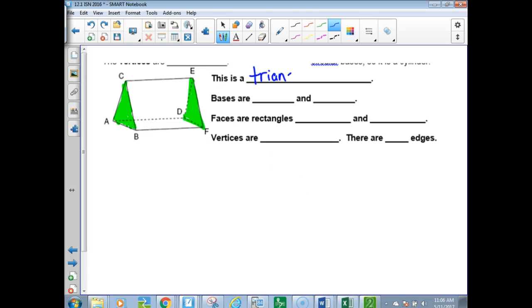It is a triangular prism. It is a prism because it has two bases. Now, these are your bases. The bases are the triangles. Triangle ABC is one of the bases, and triangle DFE is the other base. Okay, why is this a triangular prism? Well, it's because a prism is named by its bases. The bases are the shape that defines what it looks like.